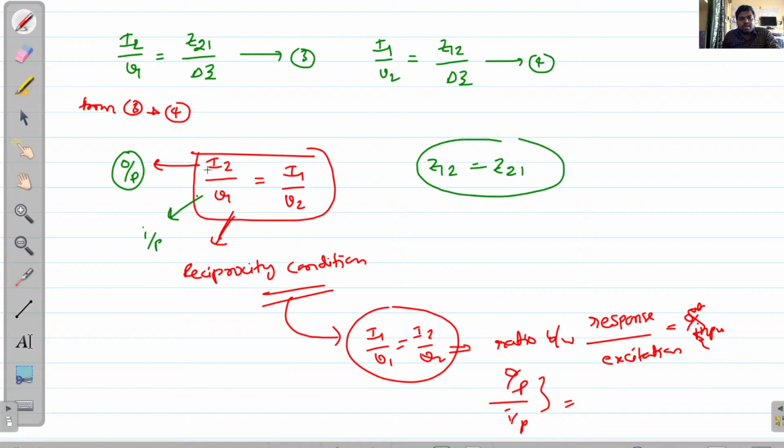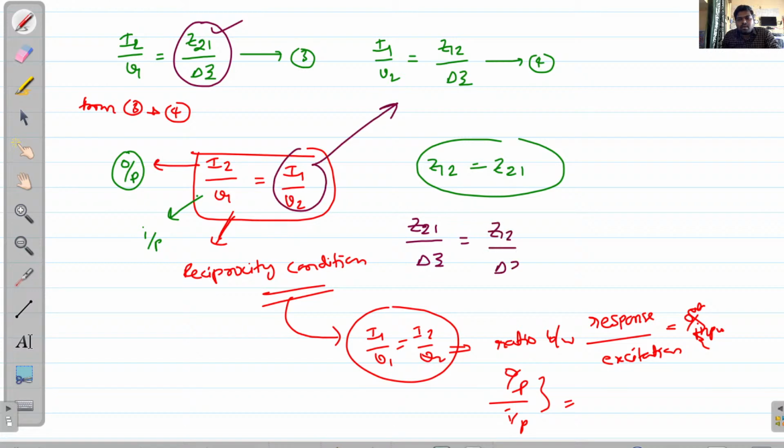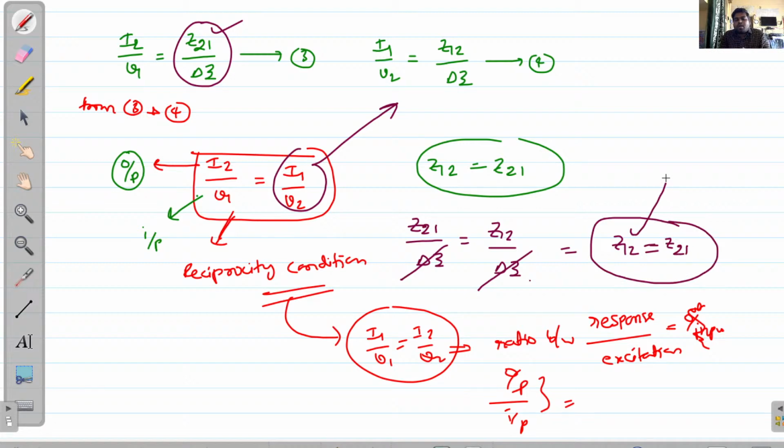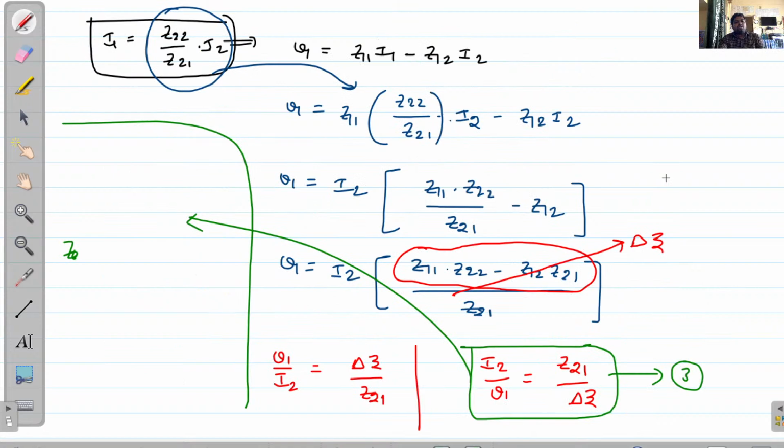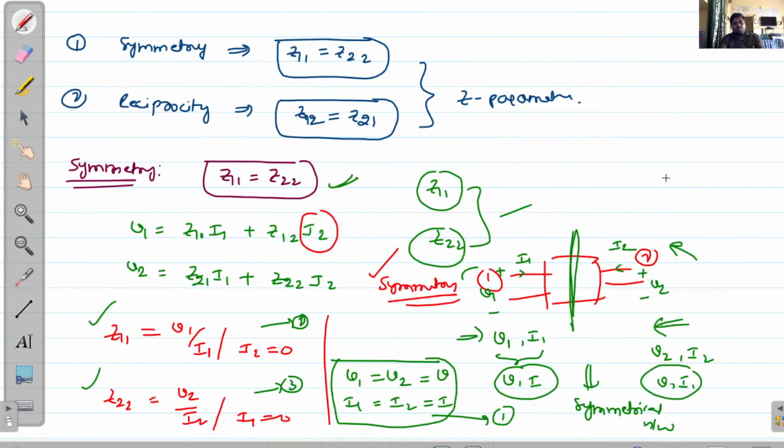According to this, okay, I2 by V1 equals what? Z21 by delta Z, which equals I1 by V2. So I1 by V2 is nothing but Z12 by delta Z. Now you can cancel both each other. Then what you will get? Z12 equals Z21. So if Z12 equals Z21, then the given network follows the reciprocity condition. That is the meaning of Z12 equals Z21, right? So this is the reciprocity condition proof for Z parameters.